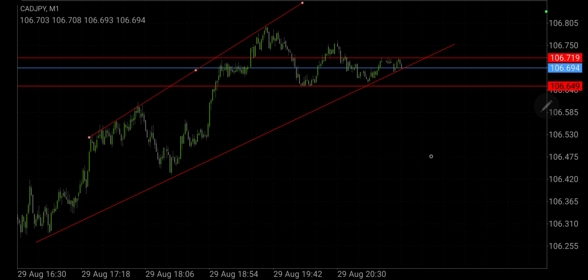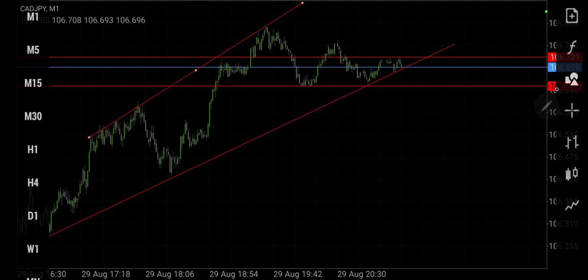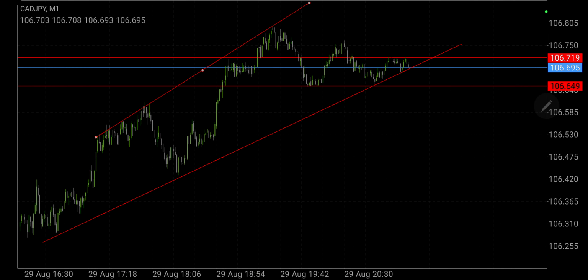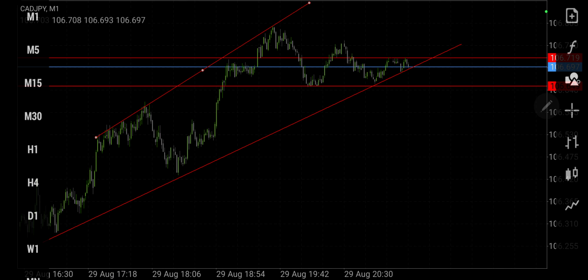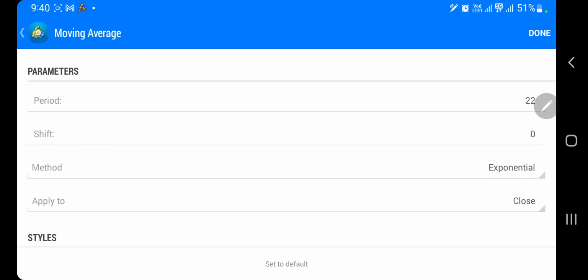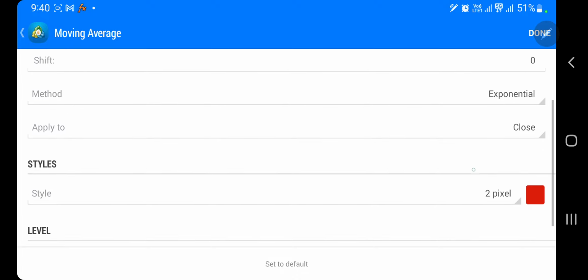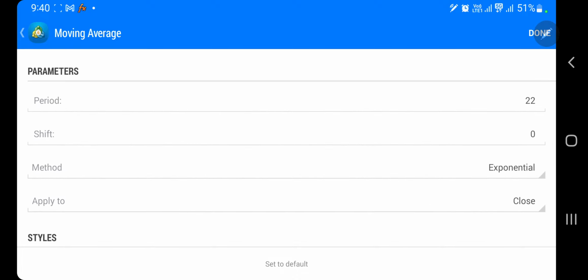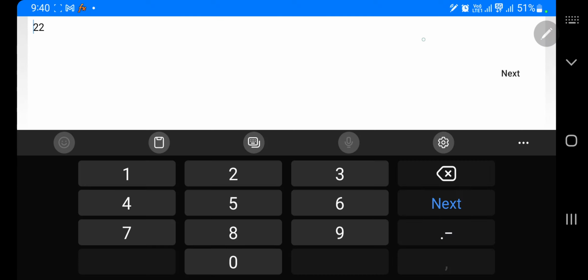Then what you have to do is go to the indicators. It's very simple and easy things I'm always bringing for you guys. We will bring the first indicator, which is our moving average. You can take a screenshot, so the video is not going to be very long. Period 22, shift 0, exponential, close, and red. That's it. This is your first indicator.